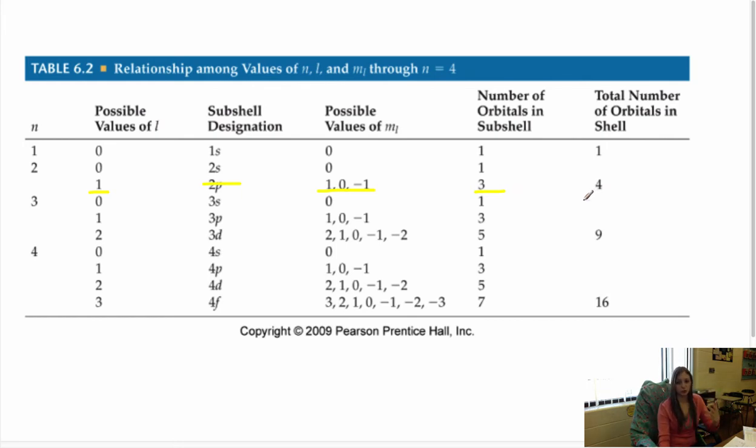And I also, in the 2 shell, have an s. So that's why it says 4 there, because there is a 2s and the 3 2p's for a total of 4. We'll get more into these a little bit later as it goes on, because that is something kind of new.